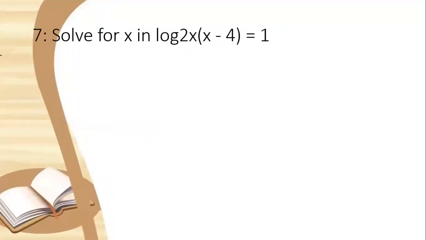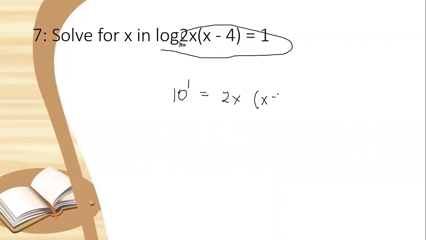Example 7 and last example, solve for x in logarithm of 2x multiplied to x minus 4 to the base 10. Of course, walang nakalagay, so 10 na yan, is equals to 1. So it is in properties of product. So transform na lang po natin siya into exponential form: 10 raised to 1, or 10, is equals to 2x times x minus 4. Distributive property, 10 is equals to 2x squared, 2x times negative 4, negative 8x.